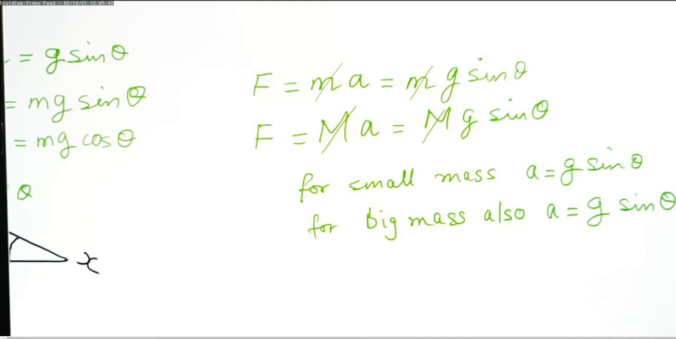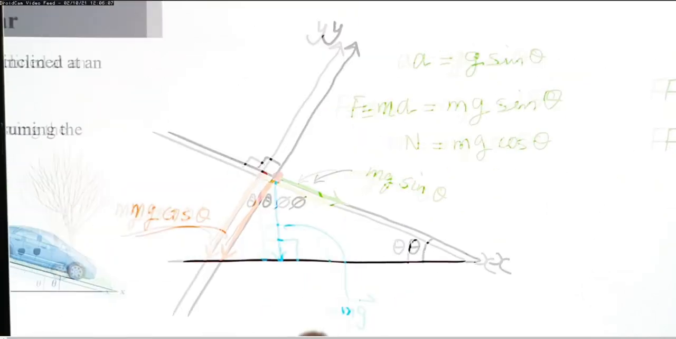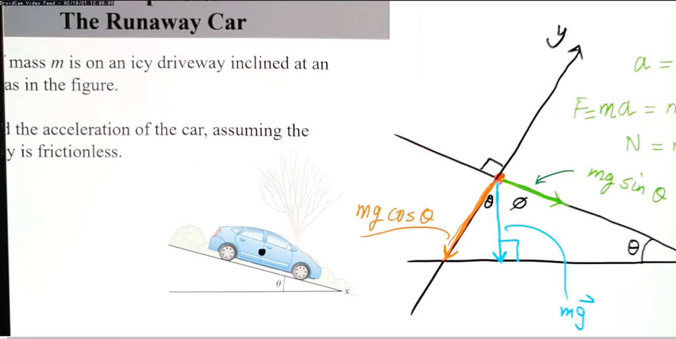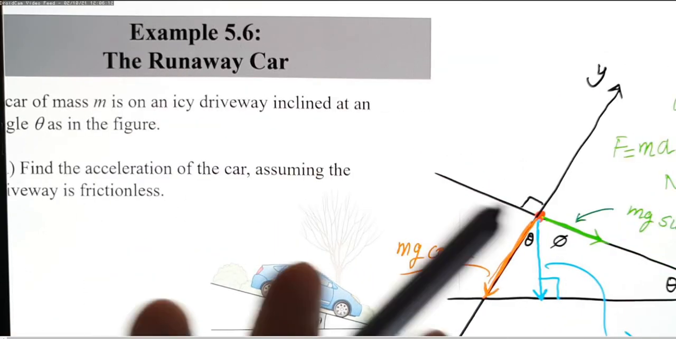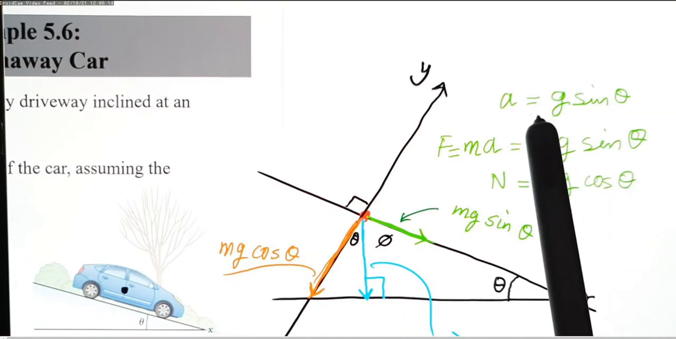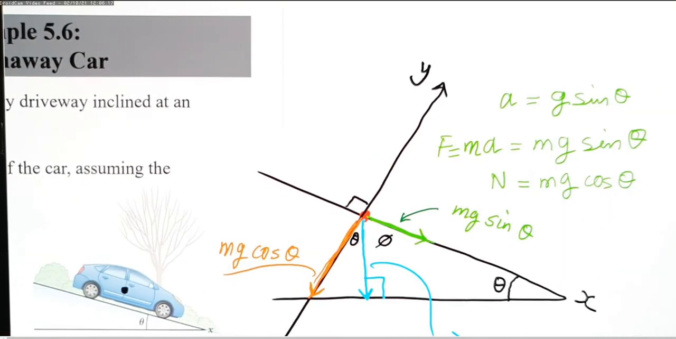It does not matter on the inclined plane if it is a small car or a tank or a stone. For all of them, a is equal to g sin theta because the mass cancels. Good. So in this case, find the acceleration: acceleration is equal to g sin theta, and the normal force is mg cosine theta.